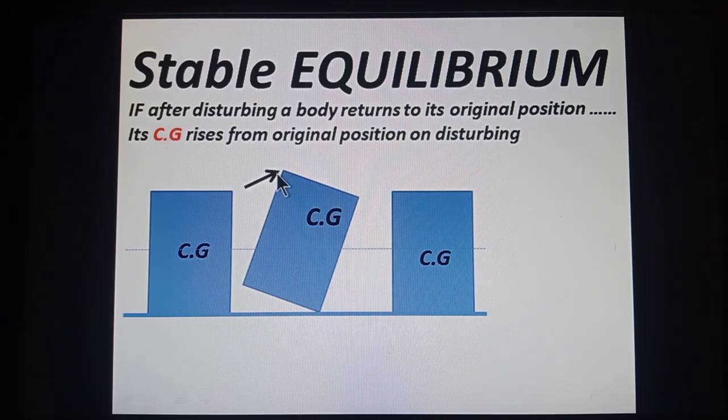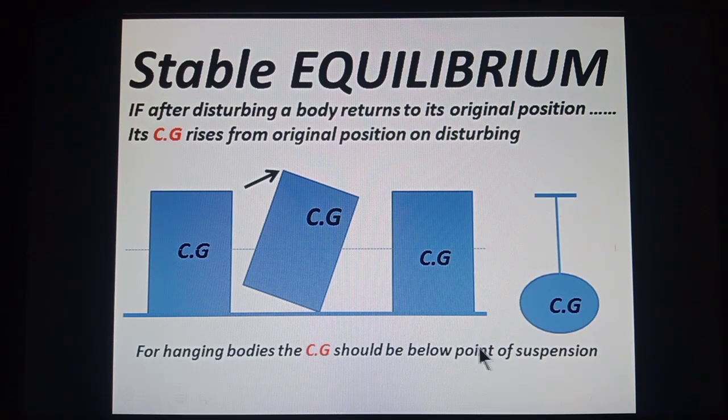And when the applied force is removed, the torque produced by the weight of the body will bring the body back to its original position. So it is the situation in which the body is in stable equilibrium. And in case of hanging bodies, the body will be in stable equilibrium if it's hanging such that its center of gravity is lying below the point of suspension. Point of suspension should be higher than the center of gravity.